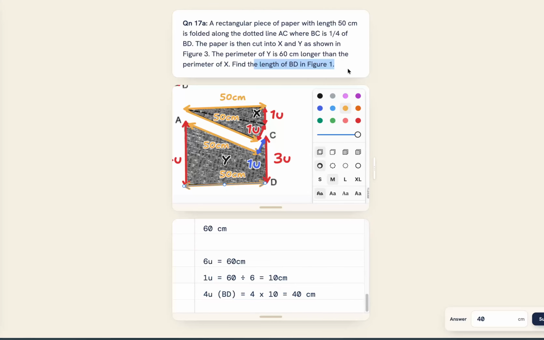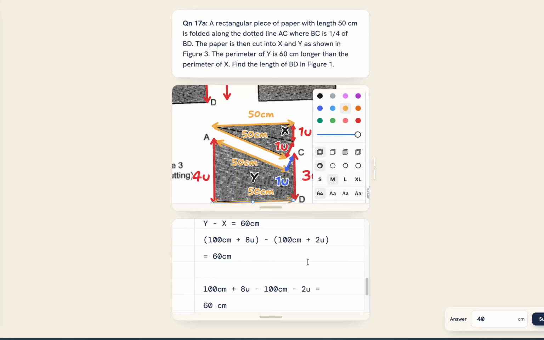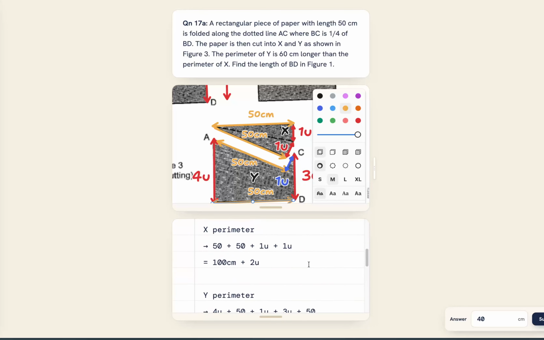And we're looking for BD. That means 4 units is BD, because earlier we calculated BD is 4 units. So 4 times 10 is 40 centimeters. So the answer for part A is 40 centimeters.